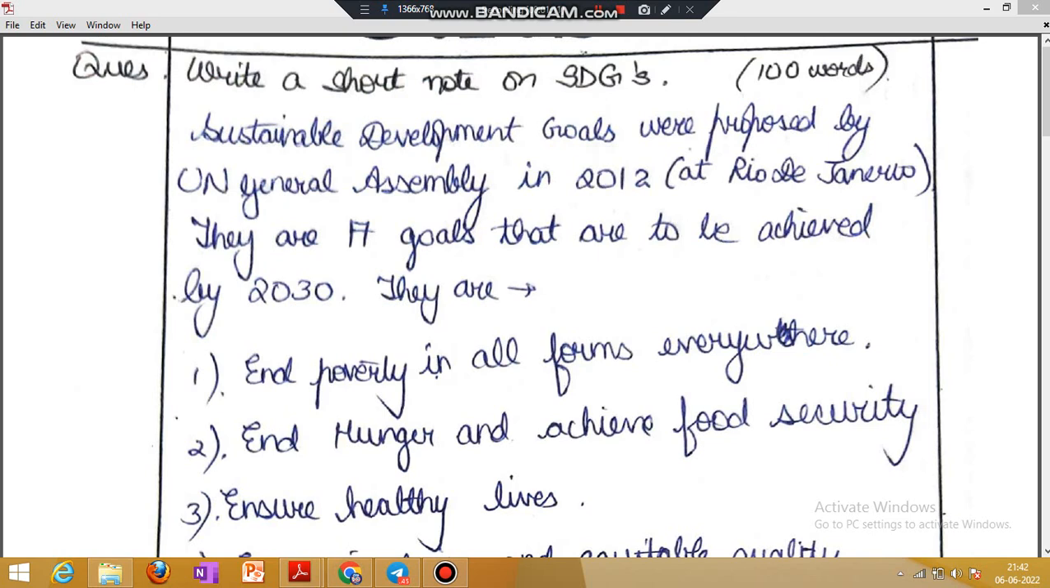So let's begin the discussion for today. See, there is this question wherein we have to write a short note on SDGs. Now why does this question become important? Sustainable Development Goals were proposed by the United Nations General Assembly in the year 2012, and as you all know we are in 2022, so it's been 10 years. It's been a decade, so this question is extremely probable. They can ask you about the Sustainable Development Goals.